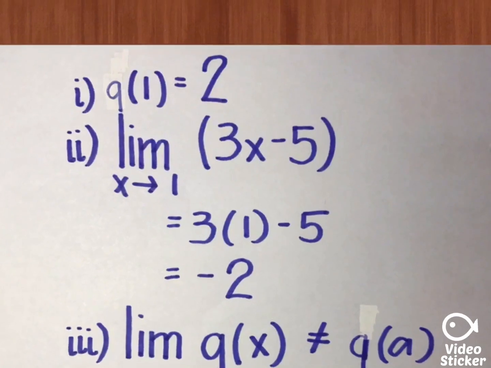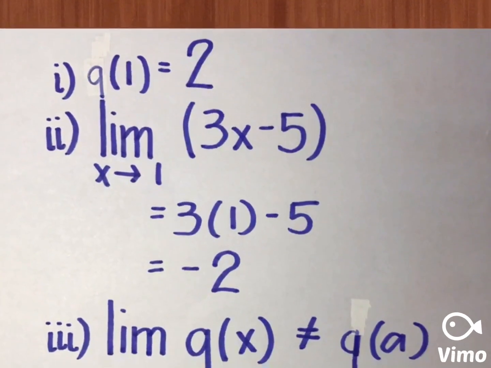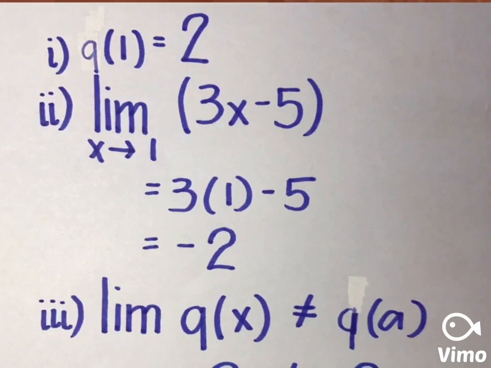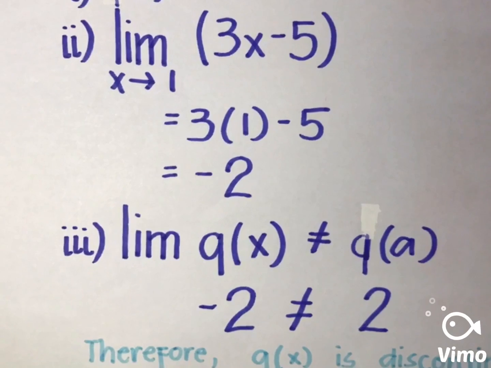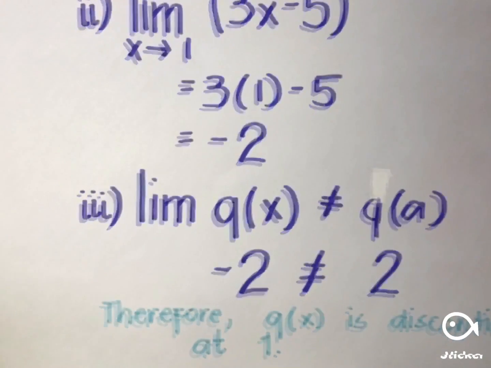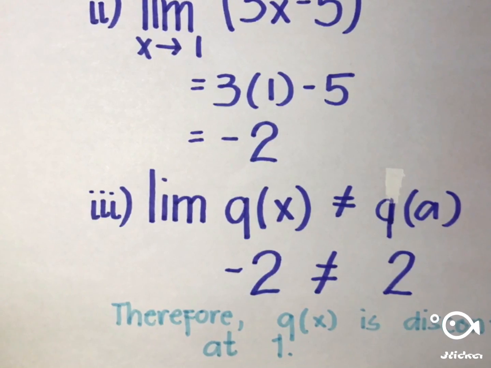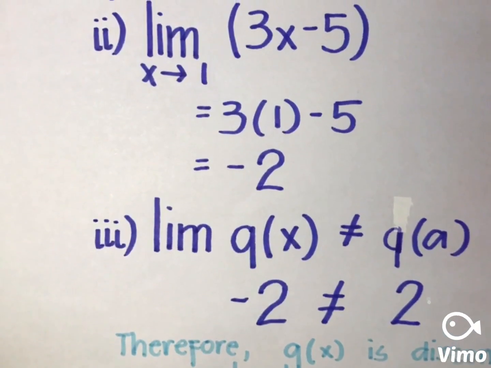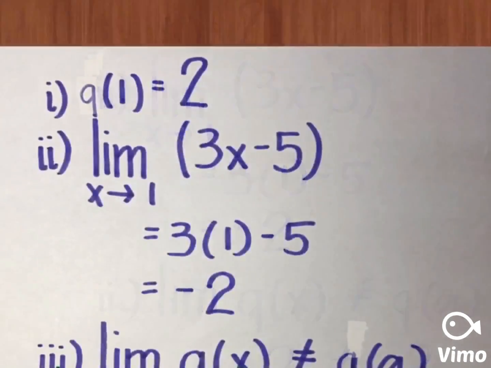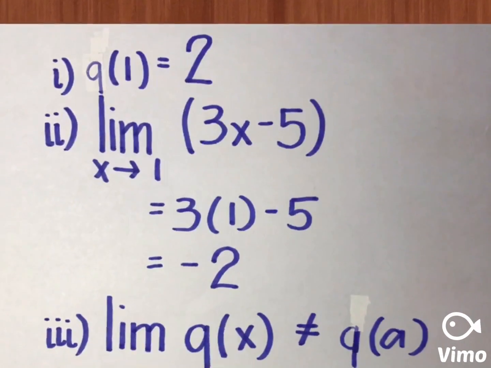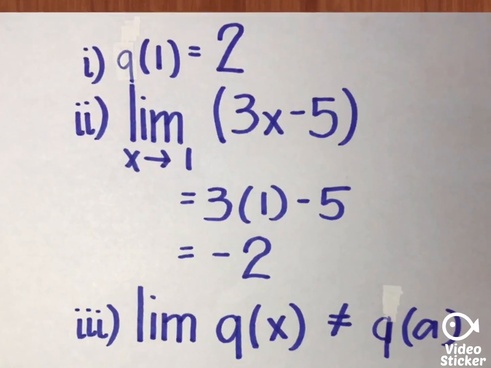Second condition, the limit of 3x minus 5 as x approaches 1. Substitute the value of x: 3 times 1 minus 5 is equal to negative 2. Third condition, the limit of q of x must be equal to q of a. In this case, the limit of q of x is not equal to q of a. Therefore, q of x is discontinuous at 1.